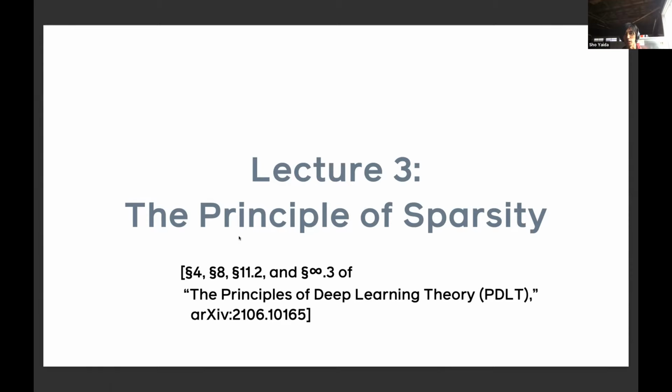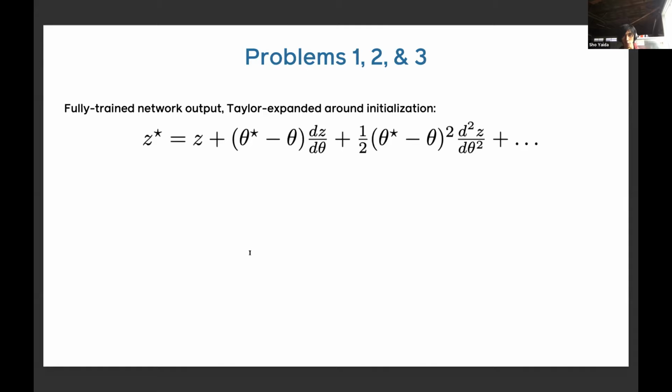And before diving into the details of the talk, let me zoom out and review where we are heading, and especially review problems 1-3 that Dan stipulated in the first lecture. He started the talk basically by Taylor expanding the trained network output around the initialization. So this is a Taylor expansion. z star is the network output after the training, and then z on the right-hand side is the network output at initialization, theta star is the model parameter after training, and theta is the initialization. So this is the usual Taylor expansion around initialization.